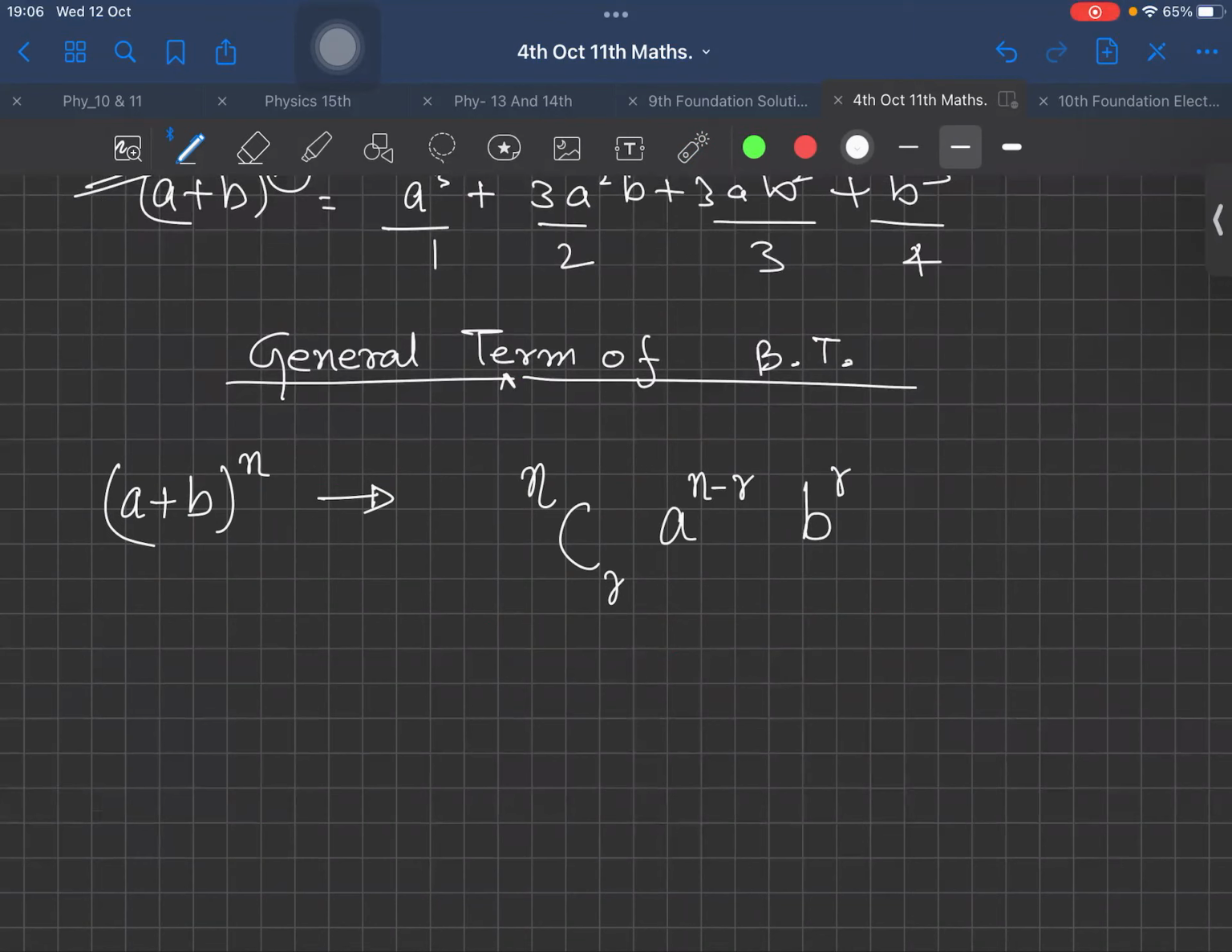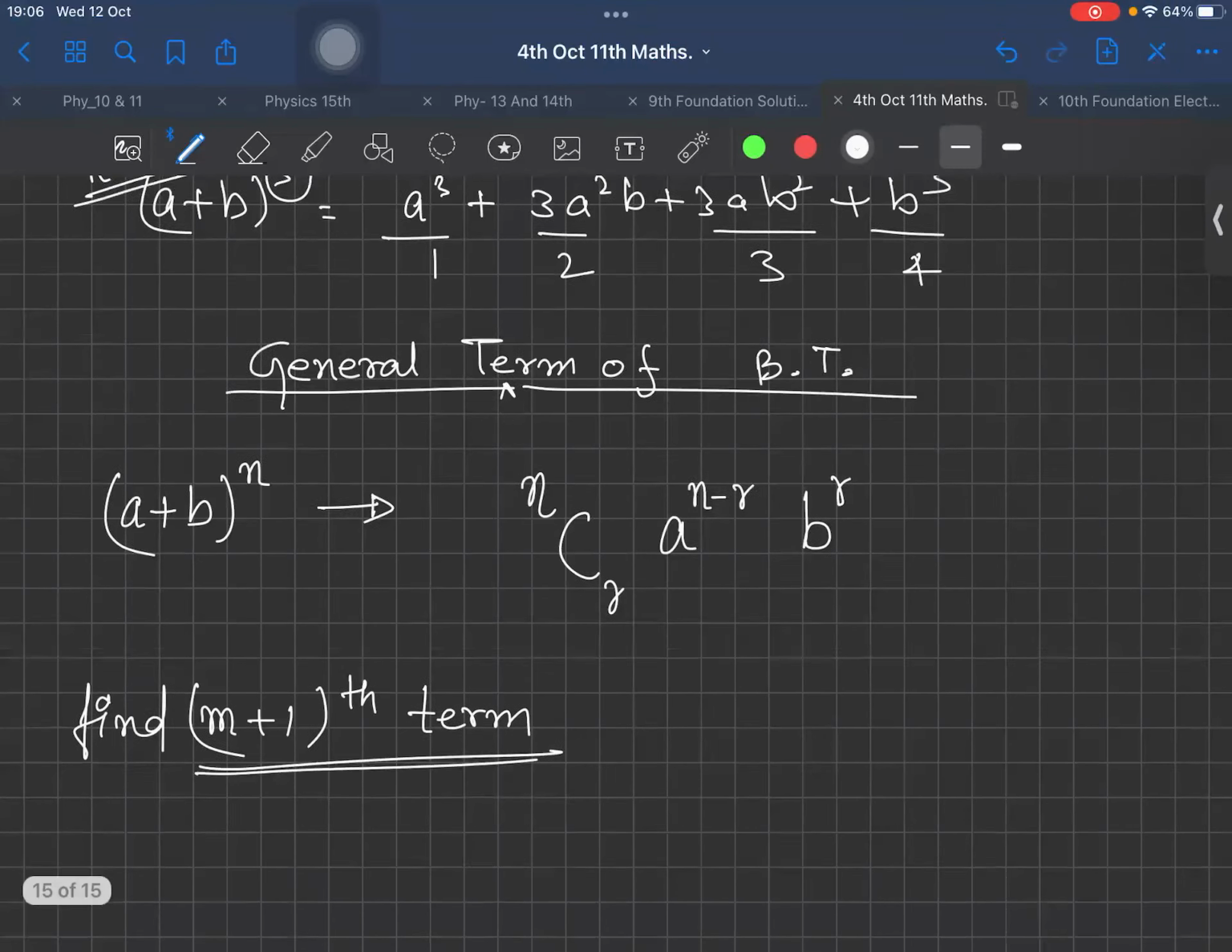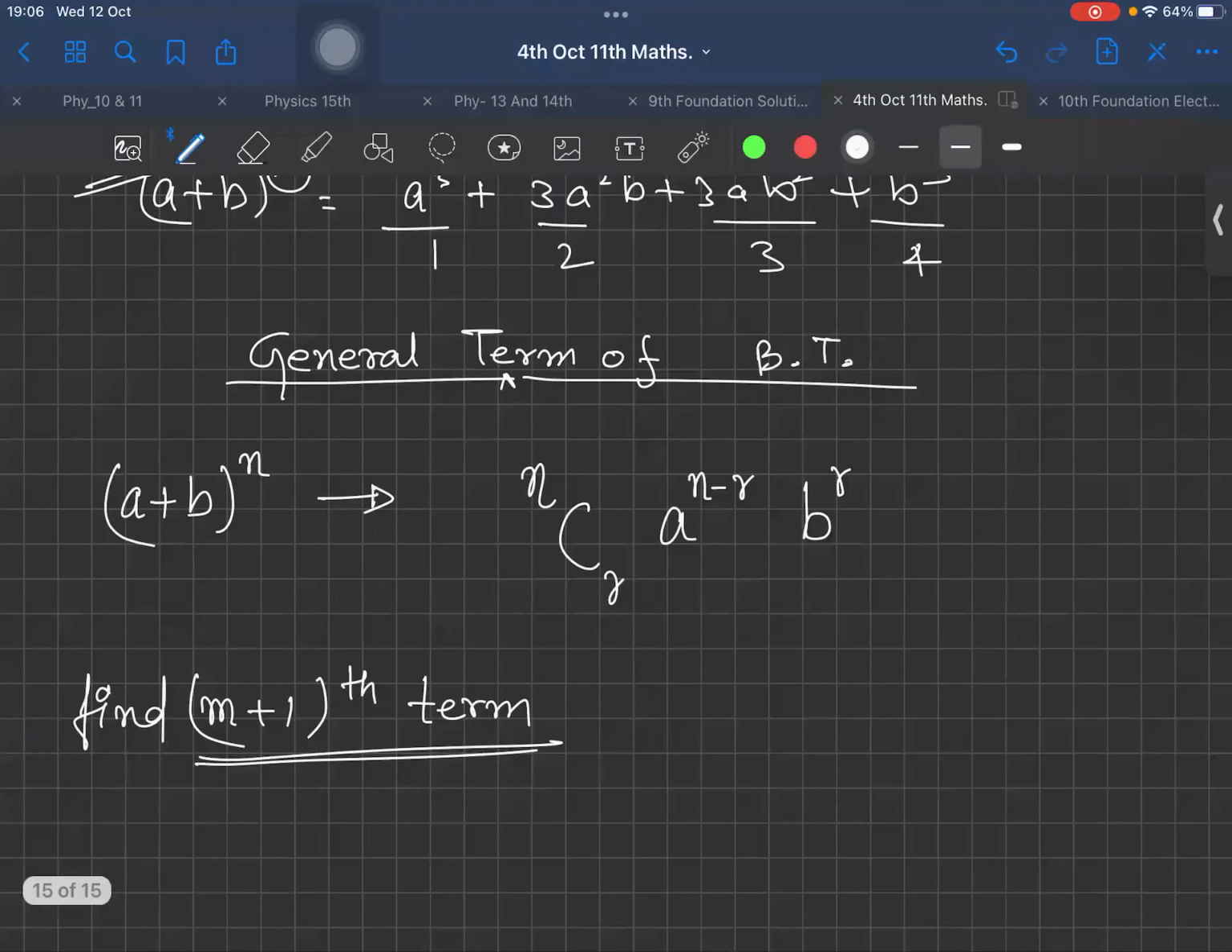Now from here, tell me what is the m plus 1 term. Find the m plus 1 term. Jeffrey, tell me what is the m plus 1 term. Hari Raghav. How will you find the m plus 1 term? Murli, yeah, tell me.